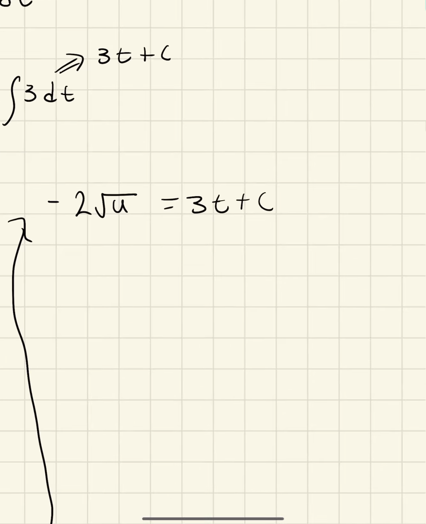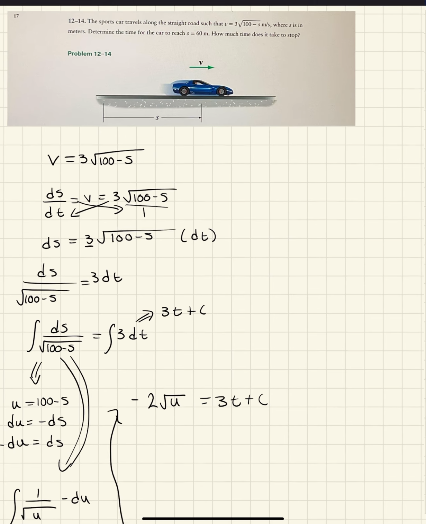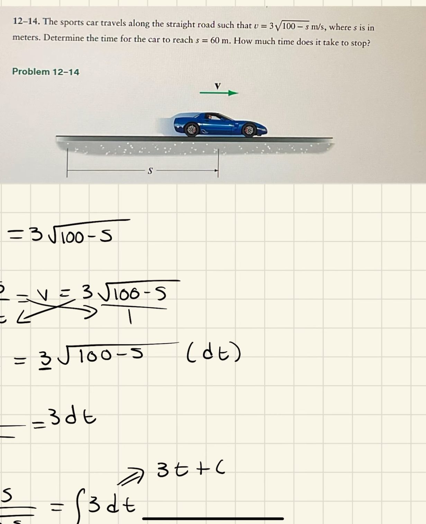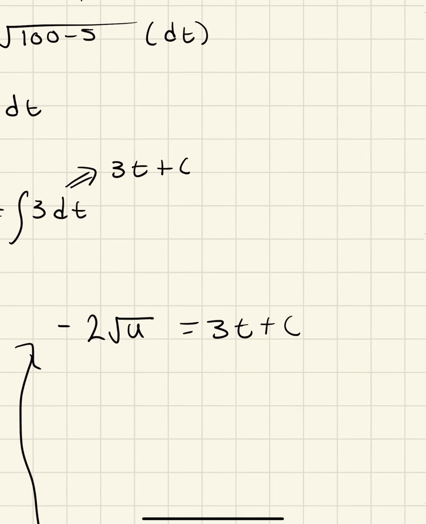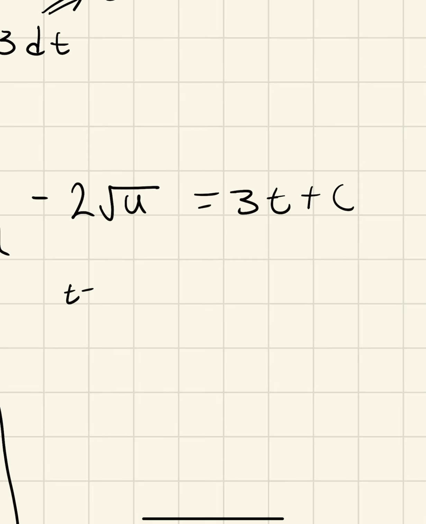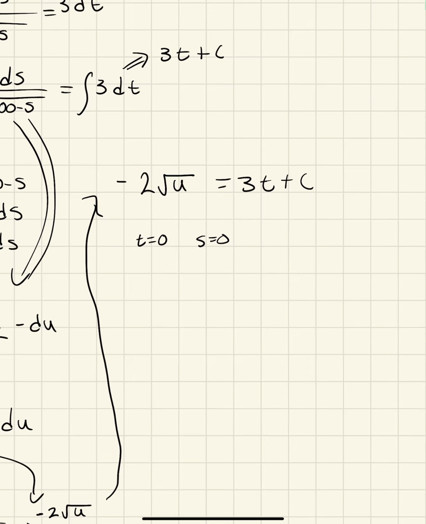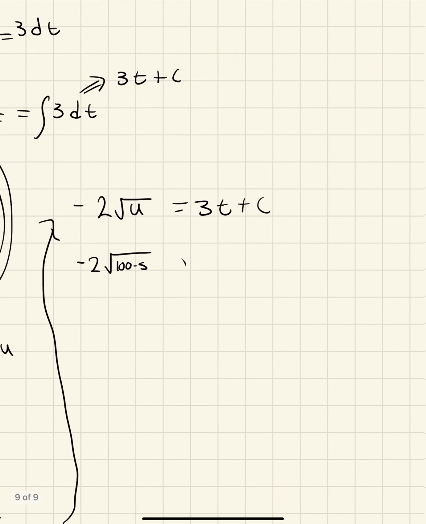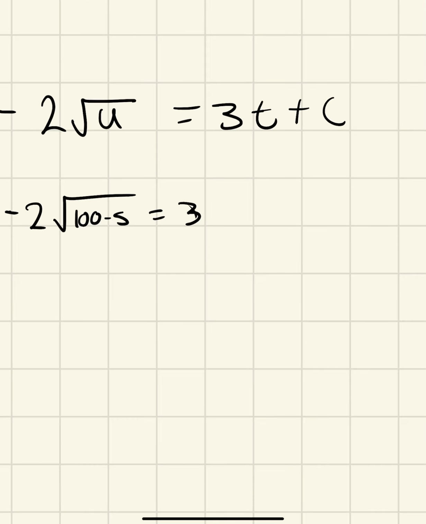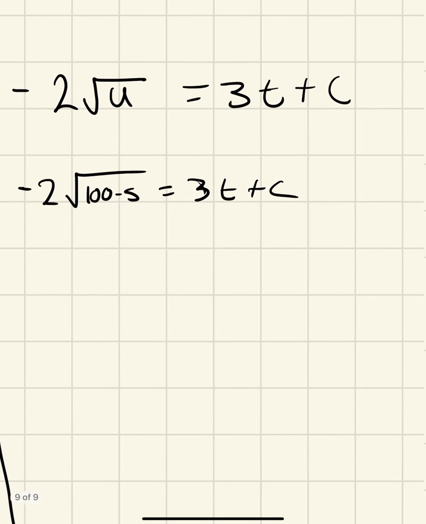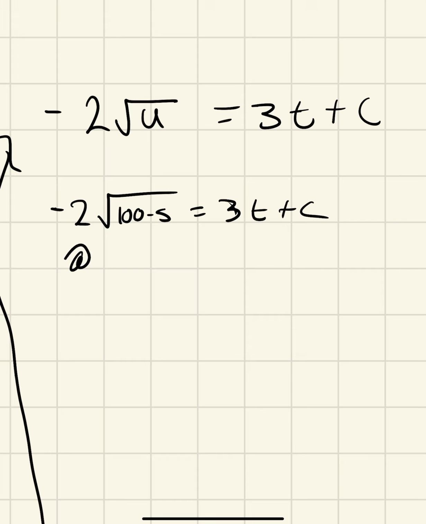Now we're going to have to go back to our initial condition here. It doesn't really give us anything stated, so we can just assume that at t equals 0, s is equal to 0. Sorry, I did not plug back in for u, but it's negative 2 root (100 minus s), which is our u over there, equals 3t plus c. So at t equals 0, s is equal to 0, and we'll solve for c here.